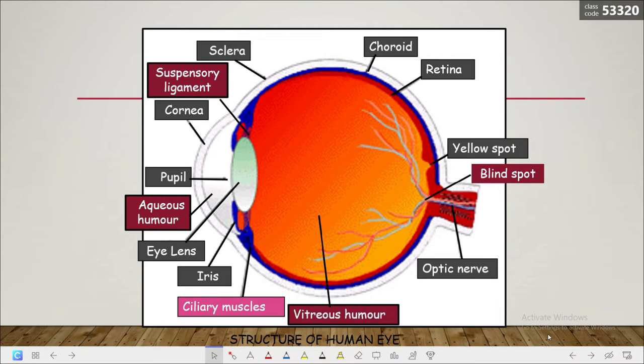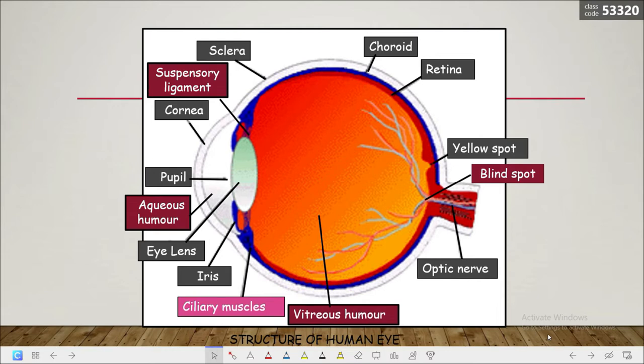And the third layer, as I said yesterday, is the retina. The retina helps the eyes to produce the impulse. Then the impulse will be sent to the brain, and the brain will interpret. The retina has a yellow spot and also the blind spot.